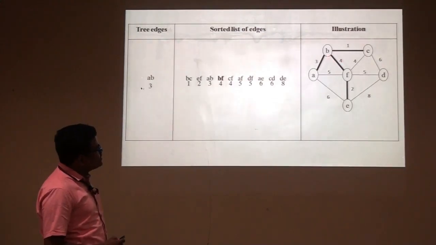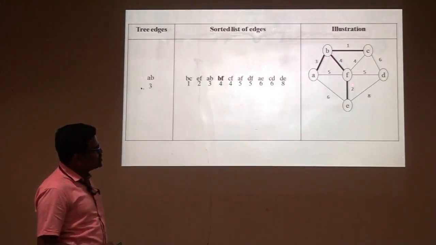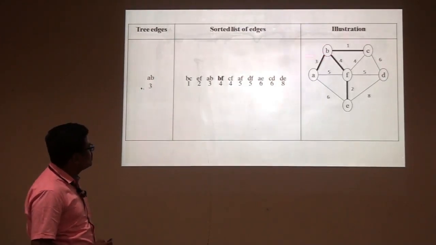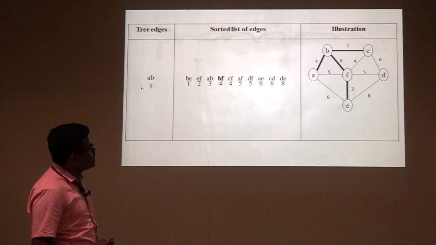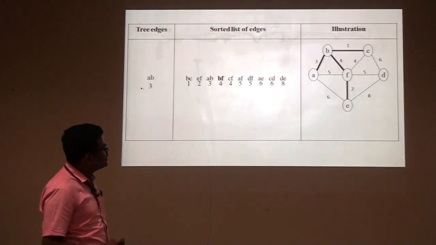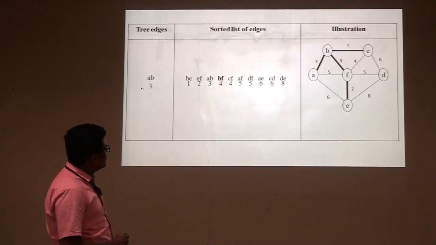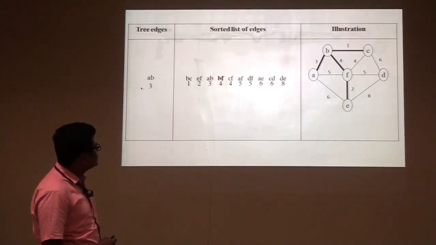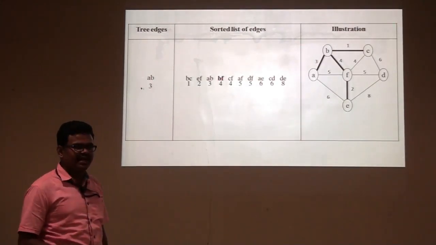Next we are going to travel to the next node. For the next edge, we have the value 4. First we are going for the edge from B to F. For B to F, we have the next minimum value, which is 4. So B to F is the next visited edge.